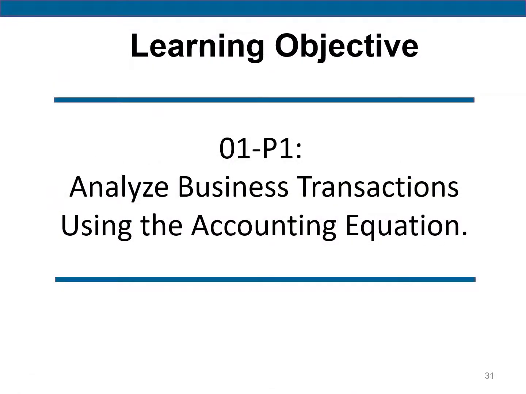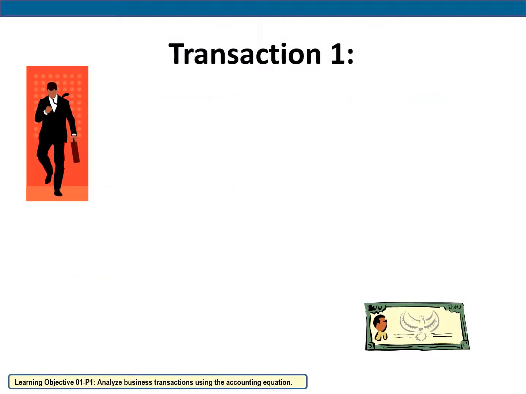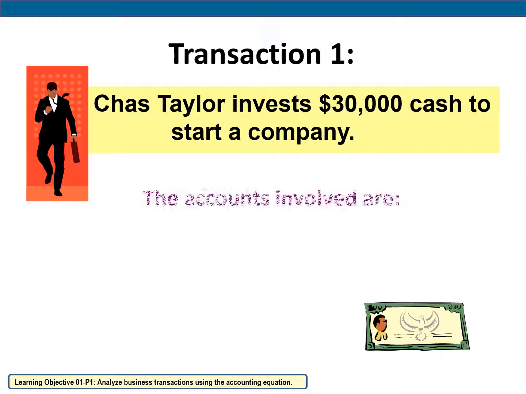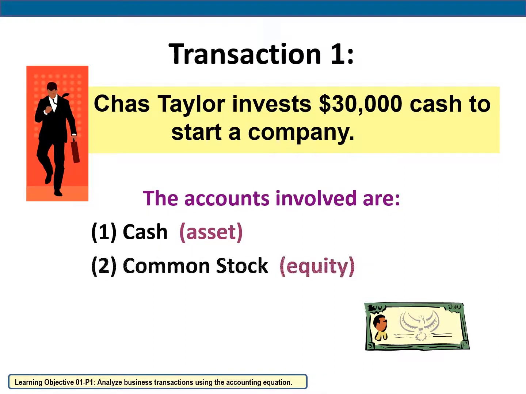Okay, so now we're going to analyze business transactions using that accounting equation that we just learned. In transaction 1, Chaz Taylor invests $30,000 cash to start a company. The thing that we're going to want to do in each of these transactions is first identify the accounts that are affected. Are the balances going up or down? And by how much? So the accounts involved in this transaction are cash and common stock.